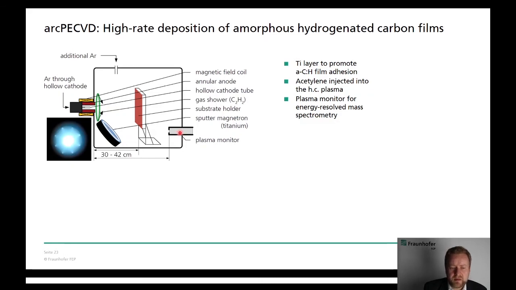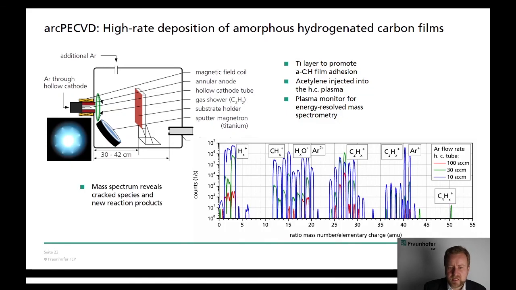On the other side of the process chamber, we see a plasma monitor, which is an energy-resolved mass spectrometer to analyze the process. And this mass spectrometer showed us during the process a lot of different peaks. We see a lot of crack species, so the acetylene has been very efficiently cracked and dissociated in this plasma. And we see also molecules which have been again produced by cracked species which meet each other.